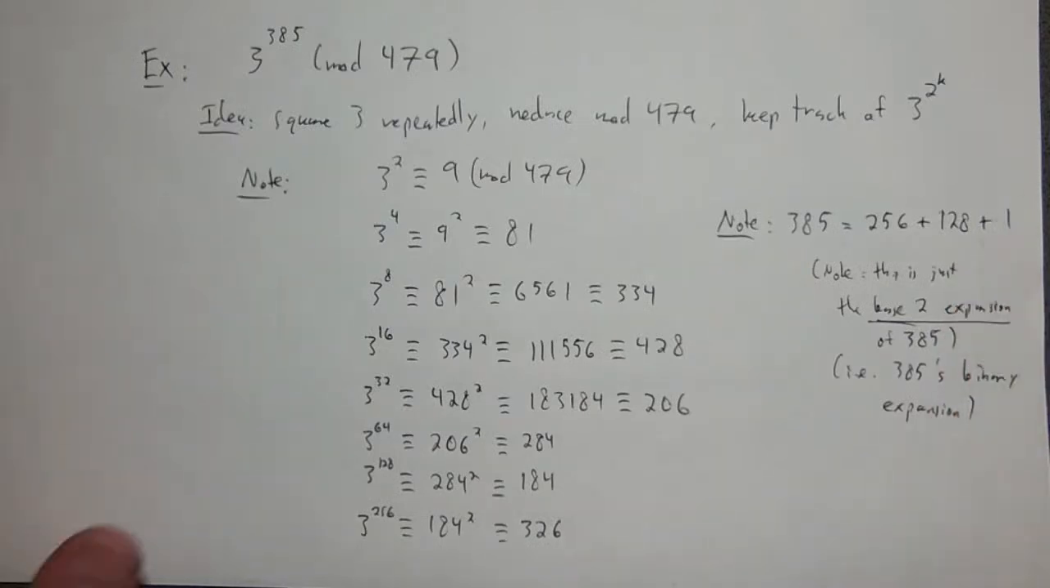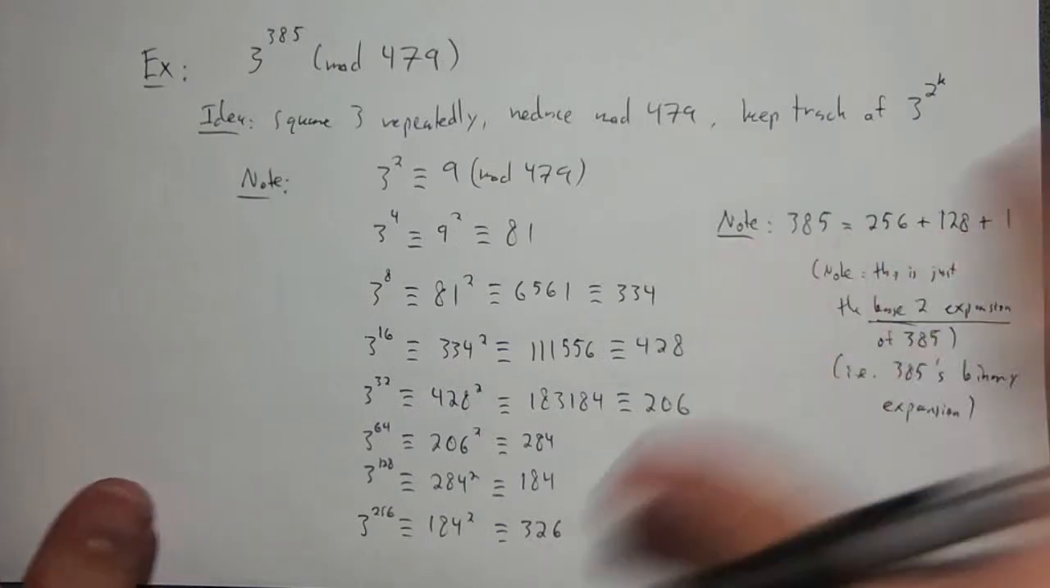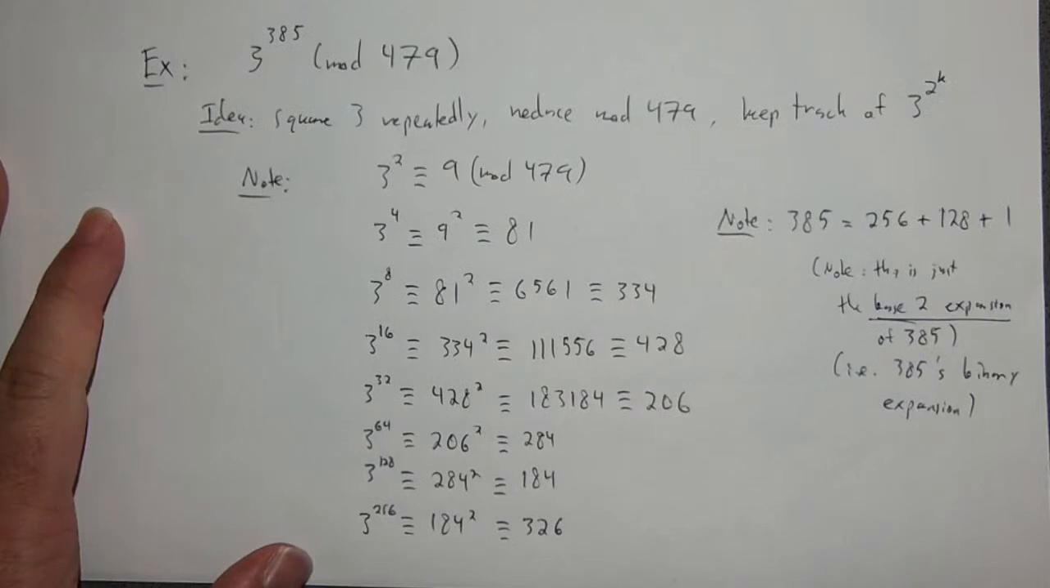I'll write that out here in a little bit, but anyway, that's all I'm saying here. Of course I can always do that. I can do this for any number. This is just saying that a number has a base 2 expansion, so I'm not doing anything crazy here. I can always expect to be able to do this for whatever my exponent is.